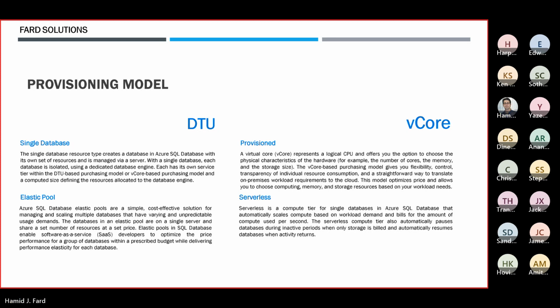And the cost, I can tell you, is 10 to 20 times more than DTU. And if you misconfigure the vCore, the cost can shoot up a lot. It can go to 4 to 5K USD a month for a single DB. So we need to be really careful about that.